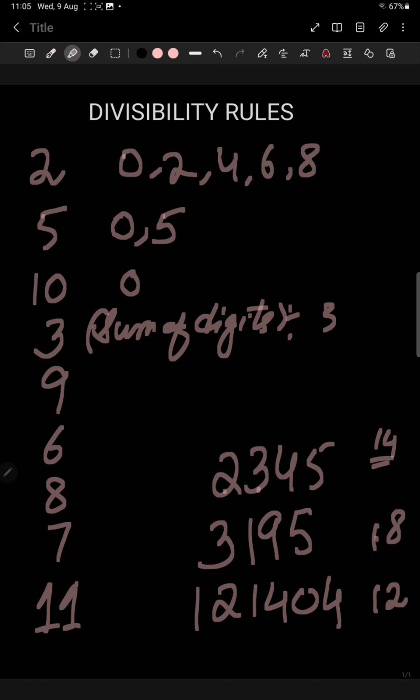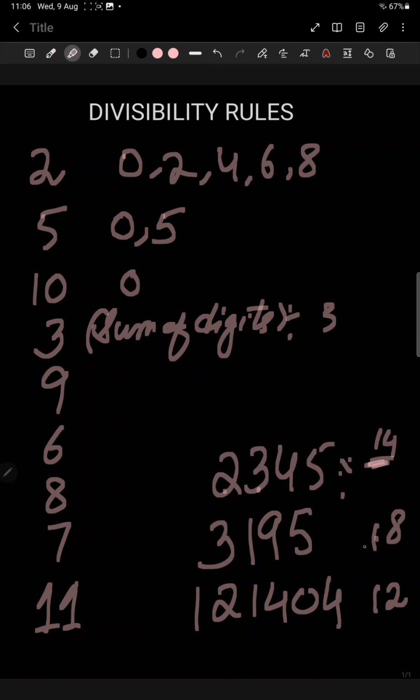Now let's check the divisibility rule of 9. Again we will add all the digits to check whether the number is divisible by 9 or not. If the sum is divisible by 9, the number must be divisible by 9. For instance, the number is 5 plus 4. We have already done the sum. This is 14. So 14 is not divisible by 9. So this number is not divisible by 9.